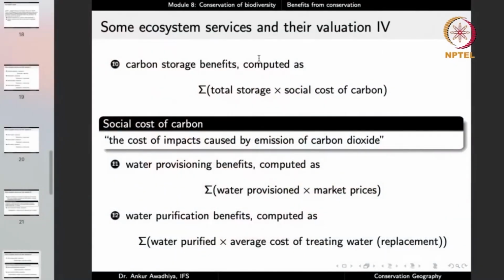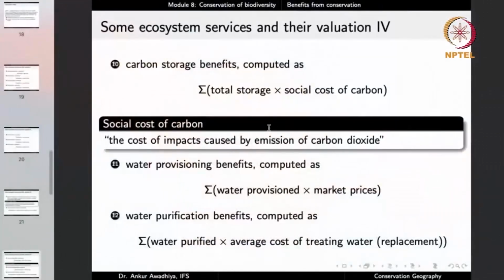So we can compute the carbon sequestration and carbon storage benefits as the total amount of carbon that is sequestered and stored multiplied by the social cost of carbon, which is the cost of impacts that are caused by the emission of carbon dioxide were it not sequestered and stored. Similarly, we can look at the water provisioning benefits as the sum of water provision multiplied by market prices. So the total amount of water that the ecosystem is providing to people at different locations multiplied by the market prices of water in those locations will give us the valuation of the water provisioning benefits.